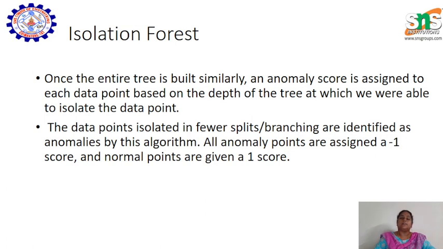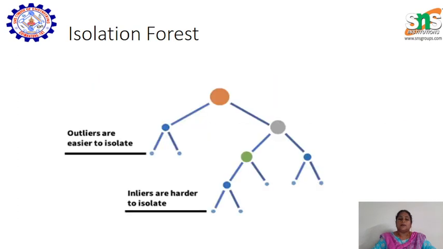Once the entire tree is built, an anomaly score is assigned to each data point based on the depth of the tree at which we are able to isolate the data point. The data point can be isolated in fewer splits, either by branching or identified as an anomaly by this algorithm. All anomaly points are assigned a score of minus 1 and normal points are assigned a score of 1. In this figure you can see a tree structure in an isolation forest where outliers are easier to isolate, and the internal nodes or inliers are harder to isolate.